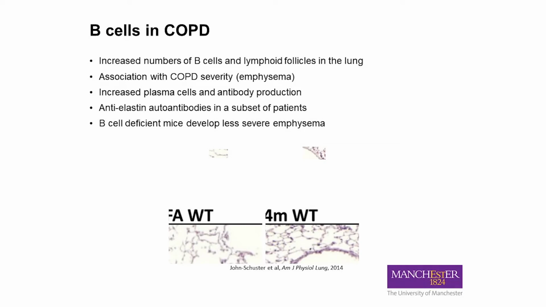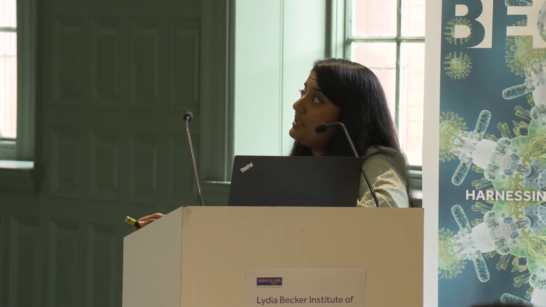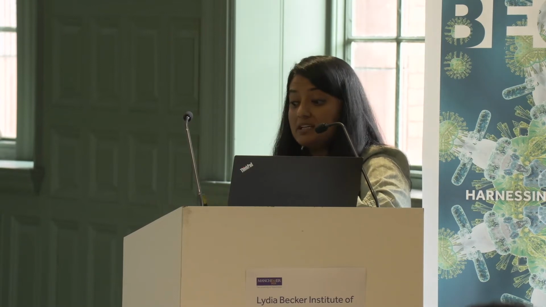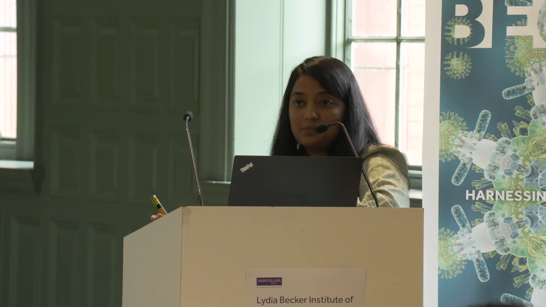With regards to B cells in COPD, what we know at the moment is that there are increased numbers of B cells and lymphoid follicles in the COPD lung, and that these associate with disease severity, particularly with the emphysema phenotype. Importantly, there have been studies showing that mice lacking B cells develop a significantly less severe emphysema, thereby highlighting the importance of B cells in driving COPD pathogenesis.